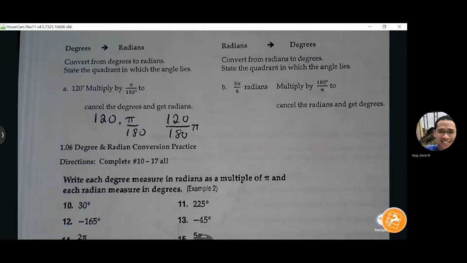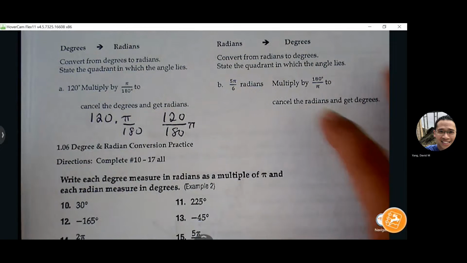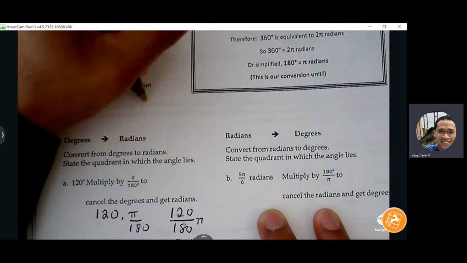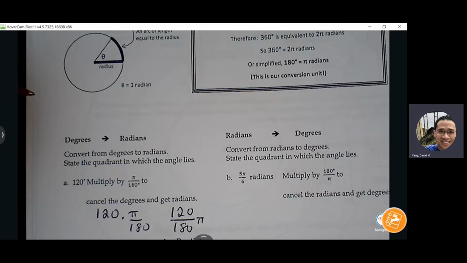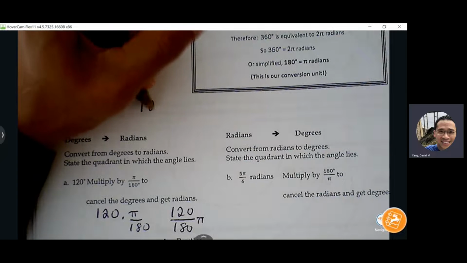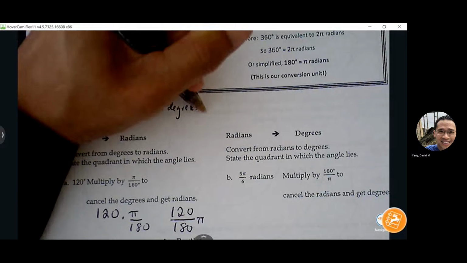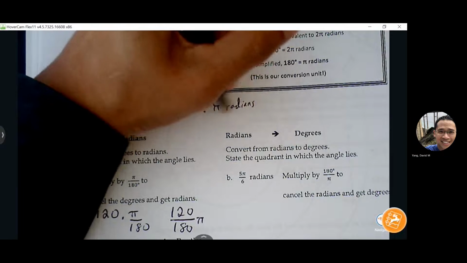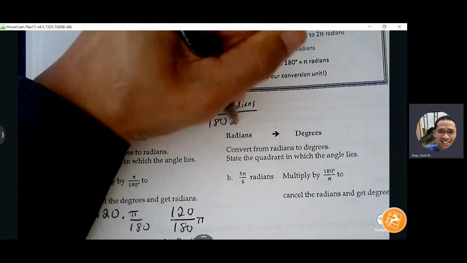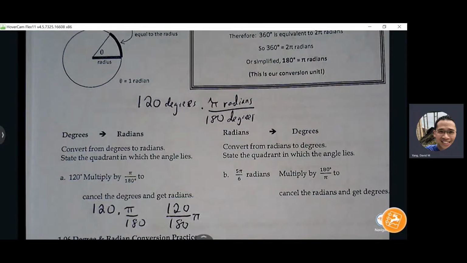Why does it cancel degrees? Okay. So the reason why is, if our units are the same above each other, we can cancel them out. So this is really 120 degrees multiplied by pi radians over 180 degrees. When I put it in the calculator, 2 pi over 3.